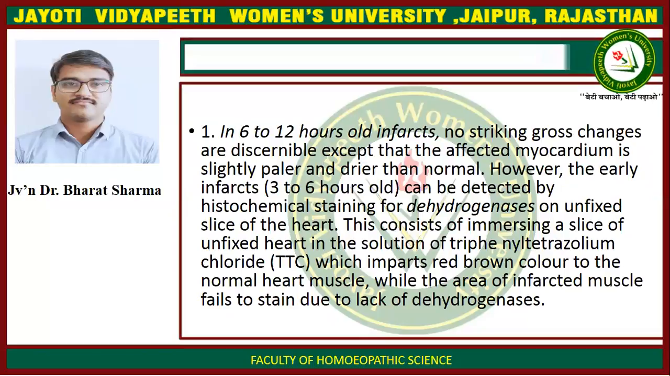However, the early infarcts, 3 to 6 hours old, can be detected by histochemical staining for dehydrogenase on an unfixed slice of the heart. This consists of immersing a slice of unfixed heart in a solution of triphenyl tetrazolium chloride (TTC), which imparts a red-brown color to the normal heart muscle, while the area of infarcted muscle fails to stain due to lack of dehydrogenase.